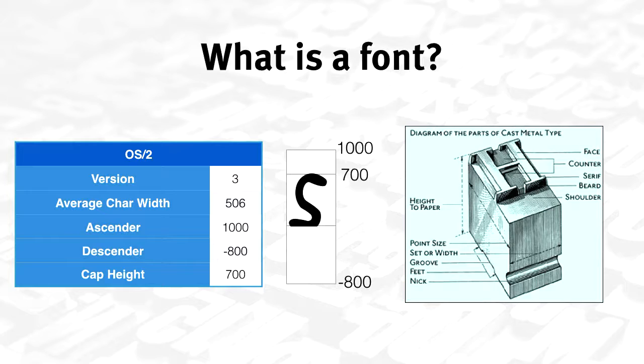The OS2 table carries the horizontal metrics, the vertical metrics, but it's only read by Windows. And Mac have got another table in there, the HHEA table, where they read their vertical metrics from, and they're both in the same font, and they're not always the same values. That's always what happens if you have a database with the same data in it in two places.